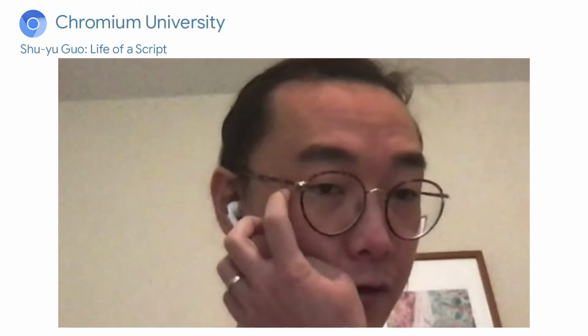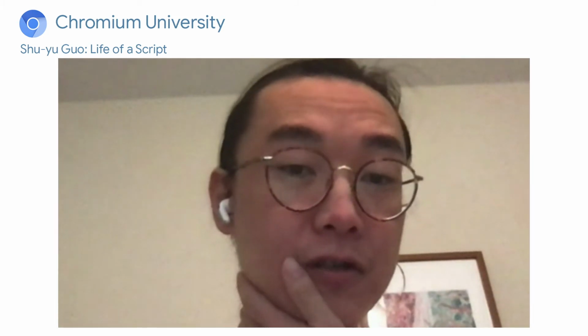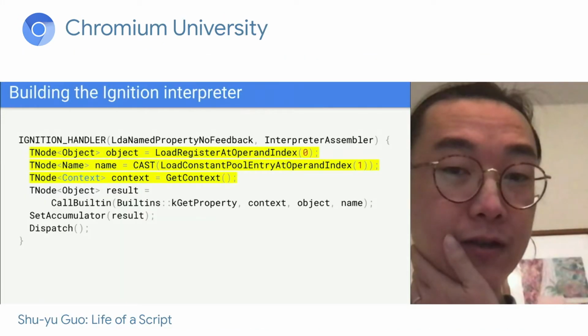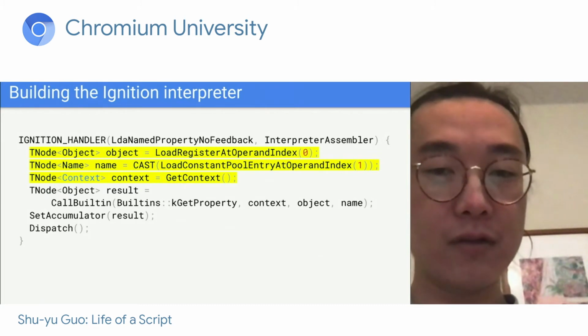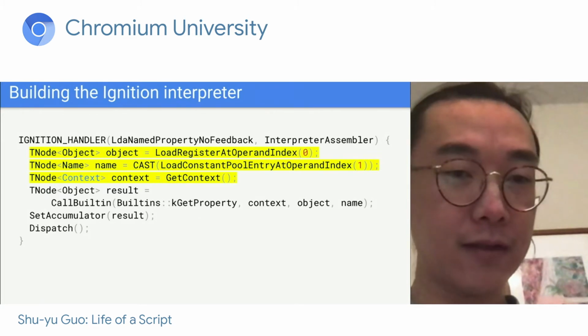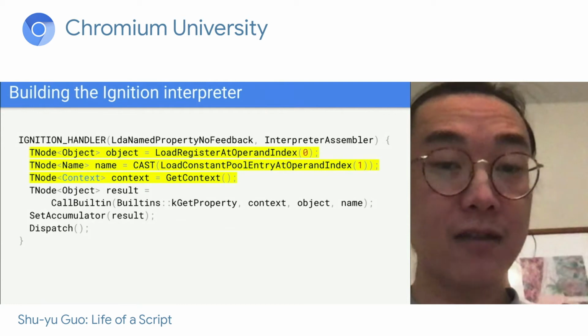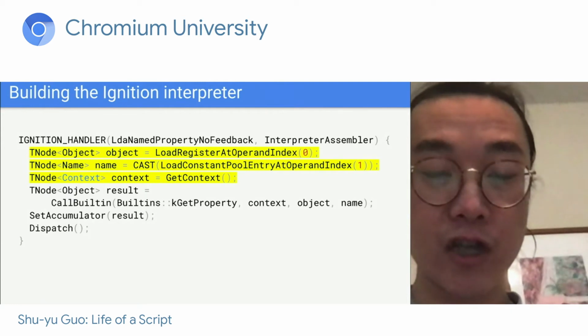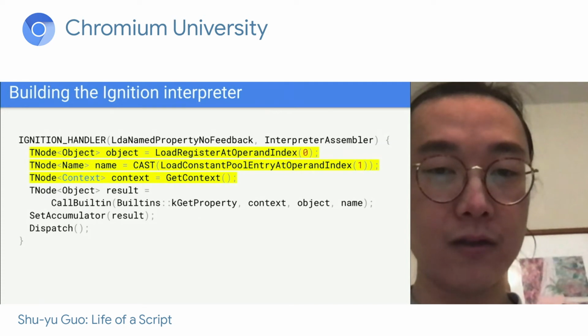So real quick, to walk through how we build the Ignition interpreter. The Ignition interpreter itself is built using the same portable assembler that the optimizing compiler in V8 uses. This is a nice architectural detail. V8 already has an optimizing compiler. It already needs to know how to generate machine code. Why not use the same thing to also generate the interpreter?